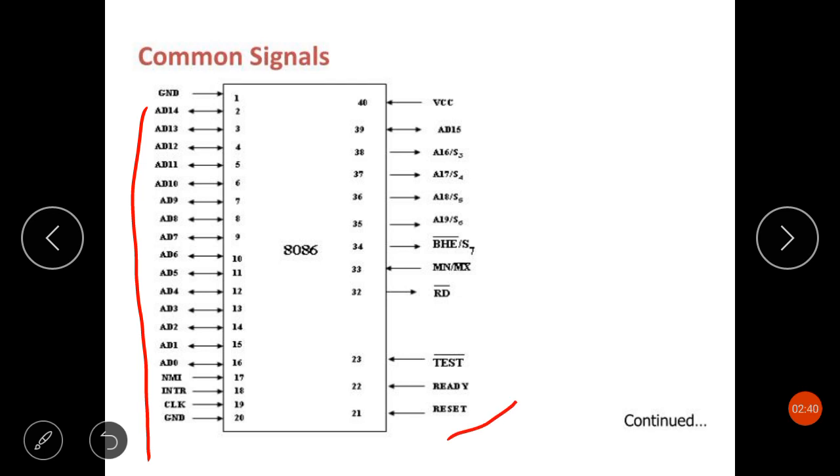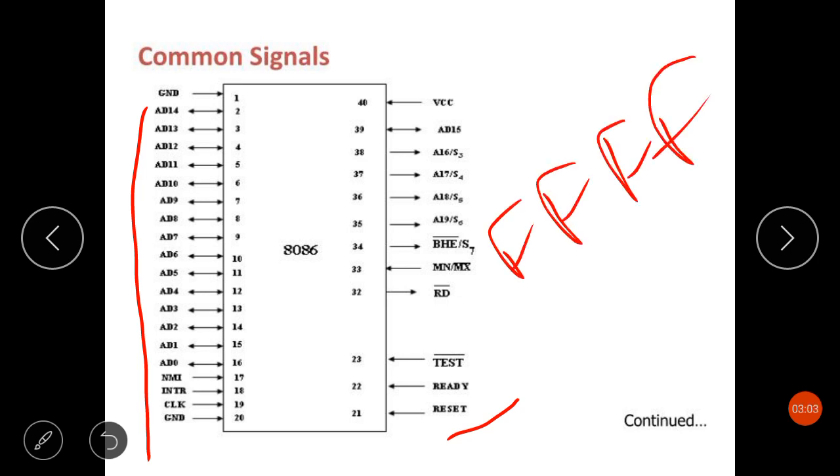This reset pin clears the program status word, instruction pointer, data segment register, stack segment register, extra segment register, and the instruction queue. It then sets the code segment register to FFFFH. This signal must be high for at least 4 clock cycles.